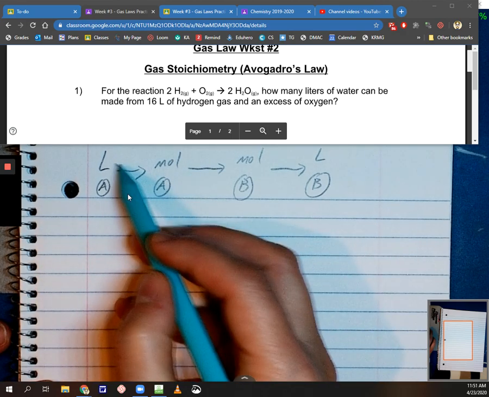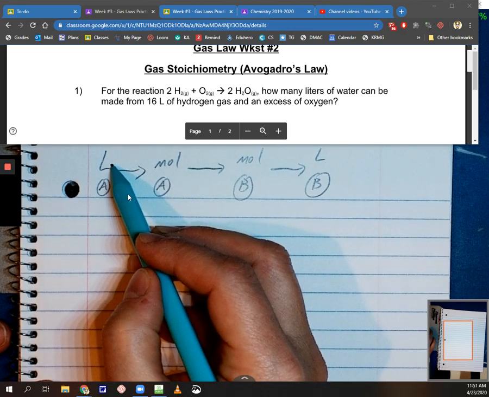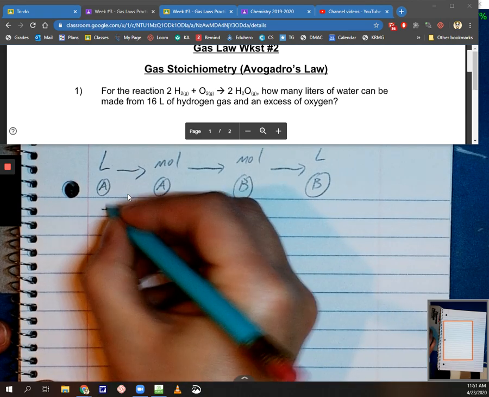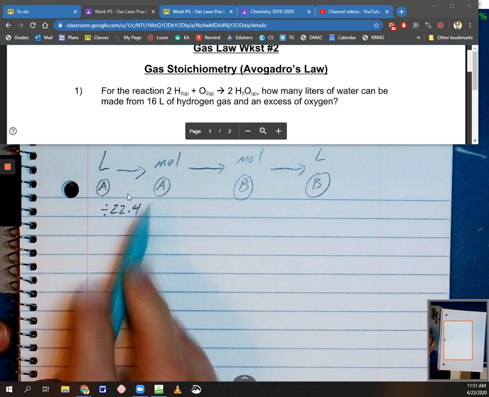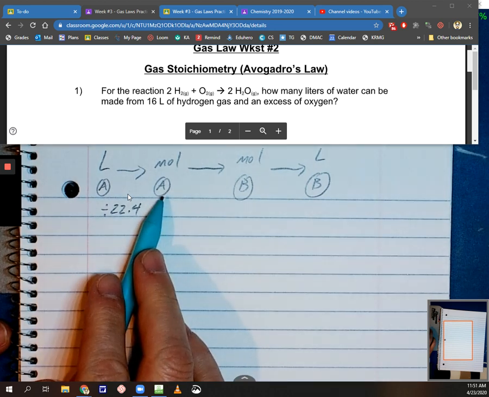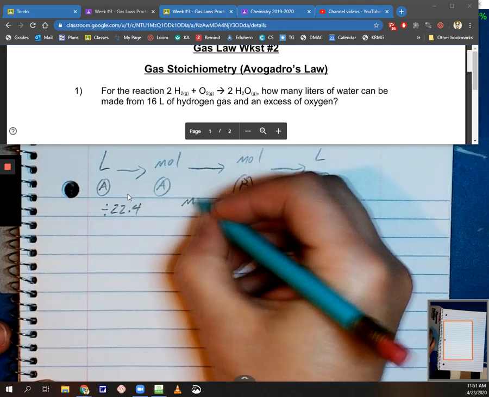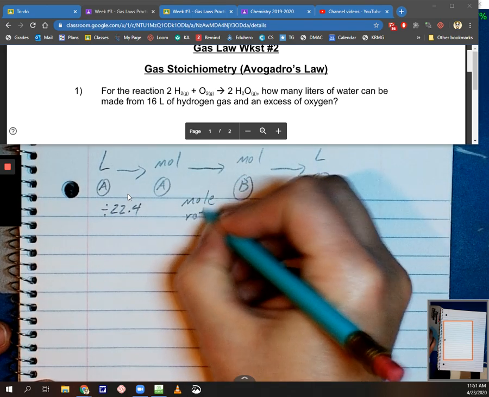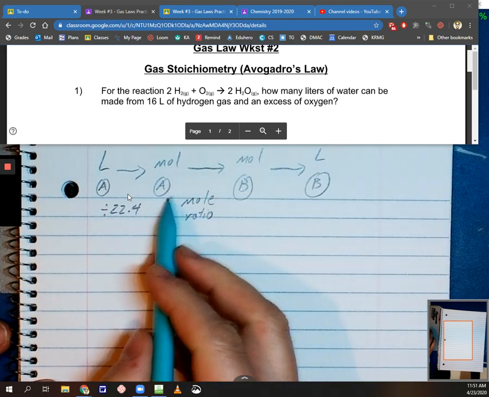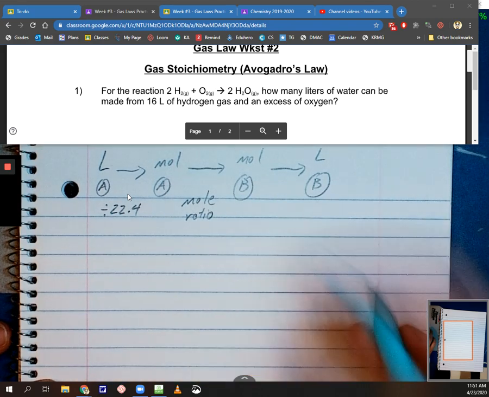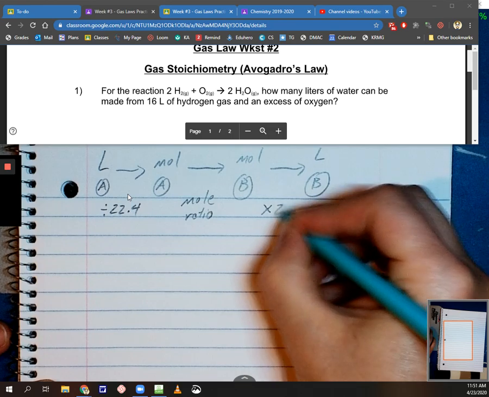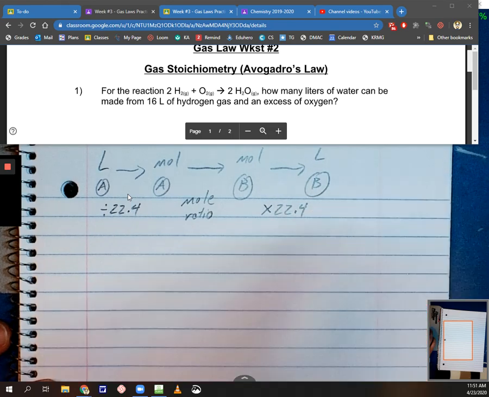In this case, you're going to take the number of liters. You are going to divide by 22.4 to get number of moles. And then you can go up to the balanced equation. You can use the mole ratio to go from moles of A to moles of B. And then to change back from moles of B to liters of B, you can multiply by 22.4. And sometimes it's even easier than that.